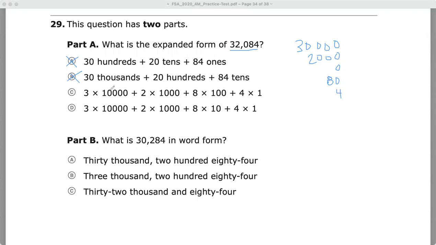So 3 times 10,000, that's both of these right here. Then we have 2,000, so 2 times 1,000. And then there's nothing in the hundreds place, so it's not this one. And then D says 8 times 10, which gives us 80, because 8 is in the tens place. And then 4 times 1. So D would be the correct answer.